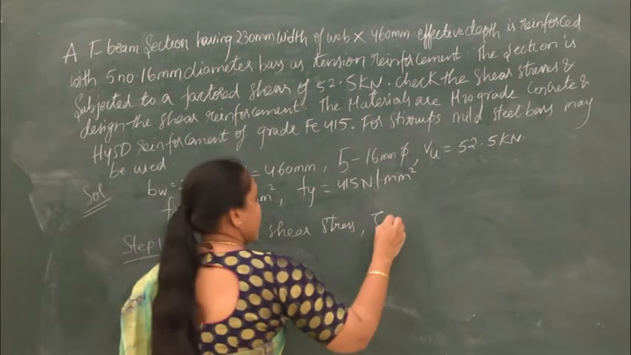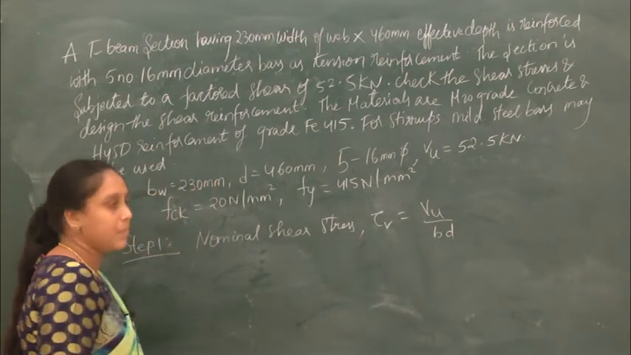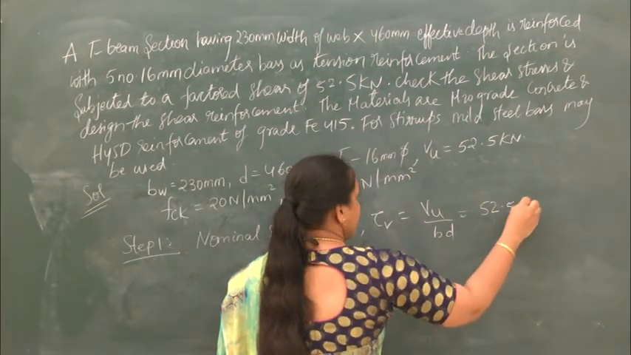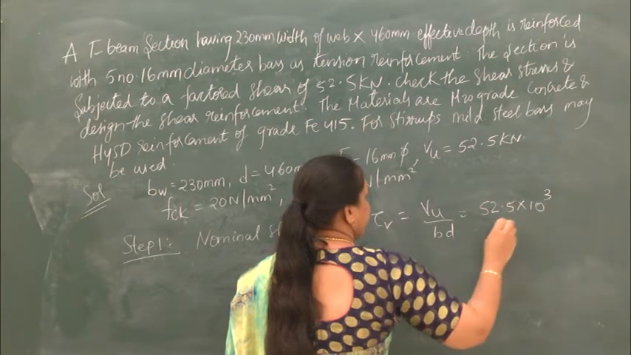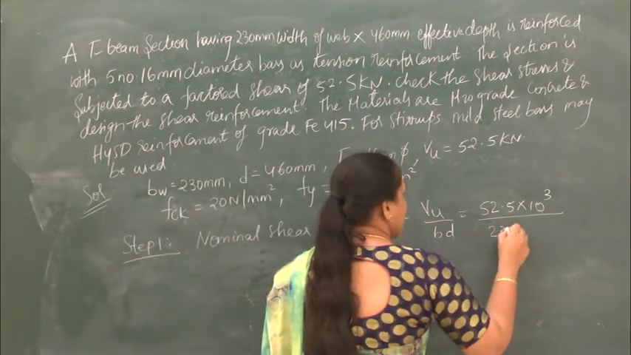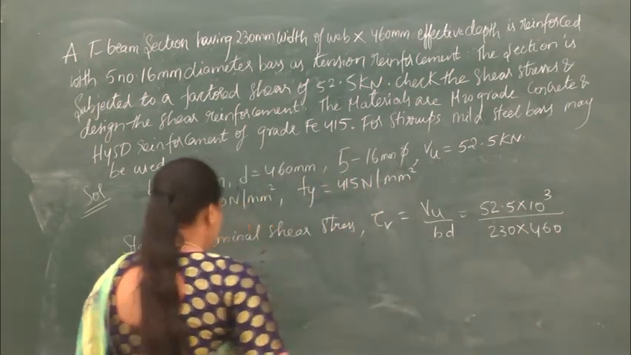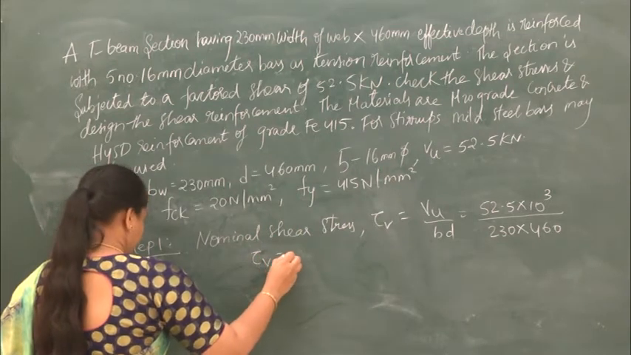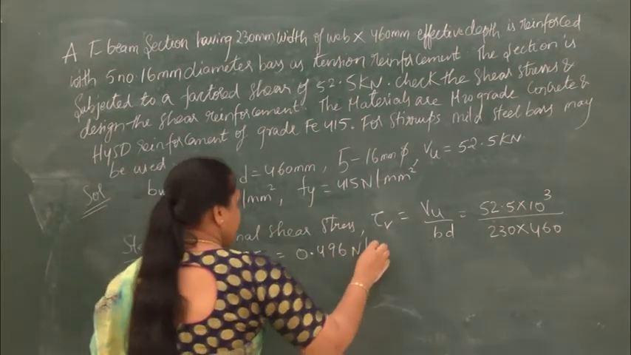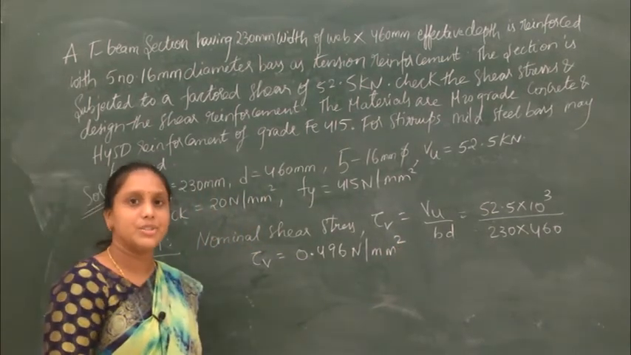So what is the formula for finding out the nominal shear stress? It is Vu by bd. Okay. So what is Vu here? Vu is 52.5 kilonewtons. That is 52.5 into 10 to the power of 3 newtons divided by b. What is b? It is the breadth of the web, which is 230 mm, into d. d here is 460 mm. So if you calculate this, you will get a value of tau v, which is 0.496 Newton per mm square. So this is the nominal shear stress value.